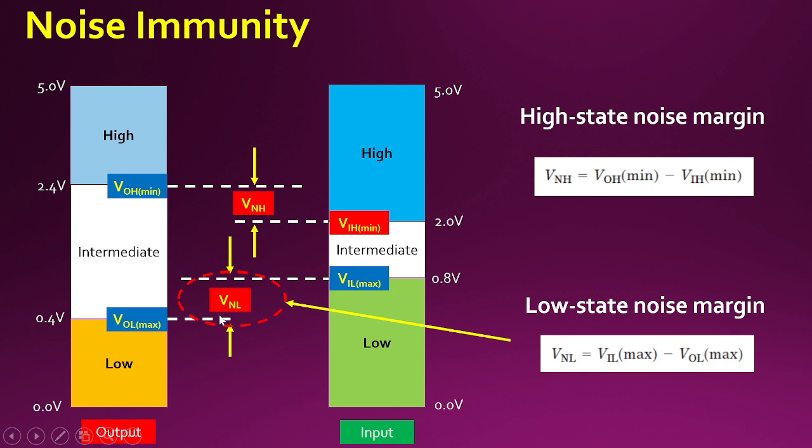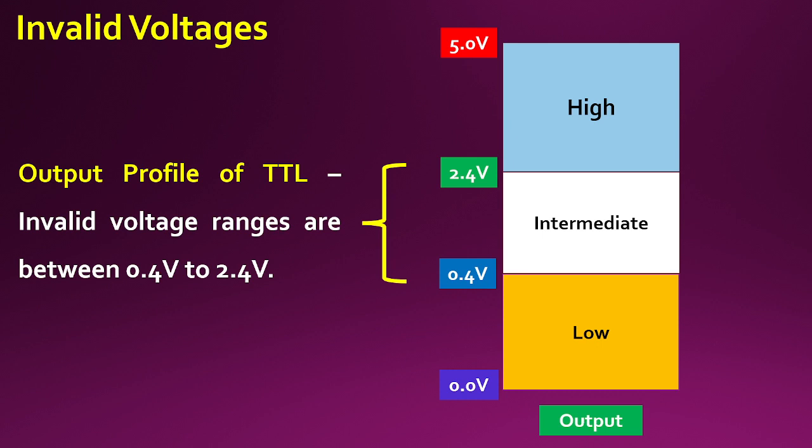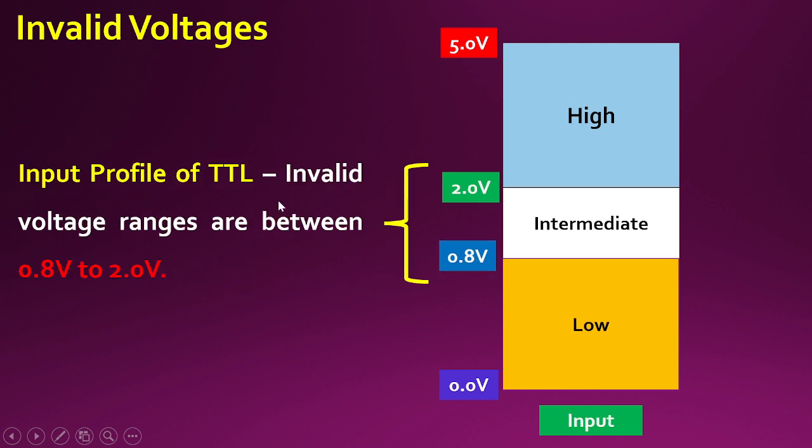So this is called the noise margin when the state is low, at low logic, and this is called the noise margin when the state is at high state. So now let's have a very close look at the invalid voltage range. If we are considering the output profile, the invalid voltage ranges from 0.4 to 2.4, and if we consider the input profile, the invalid voltage ranges between 0.8 to 2.